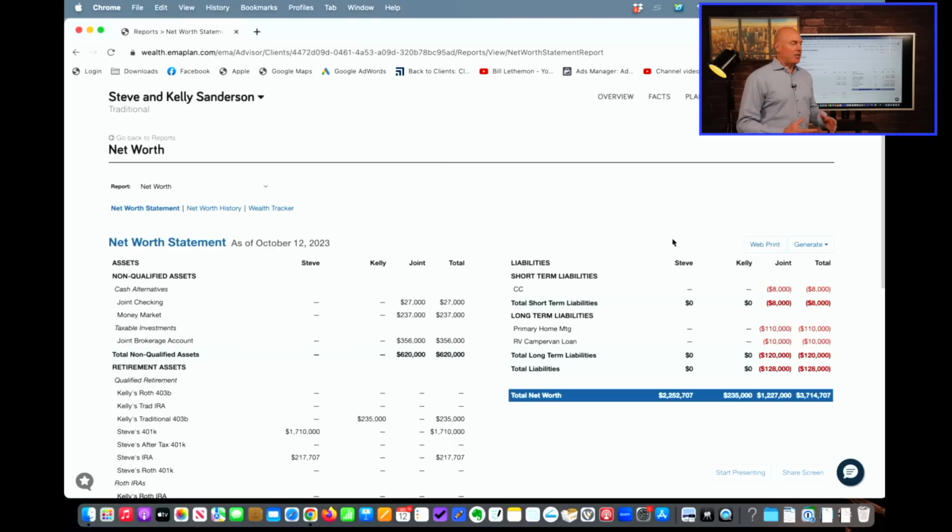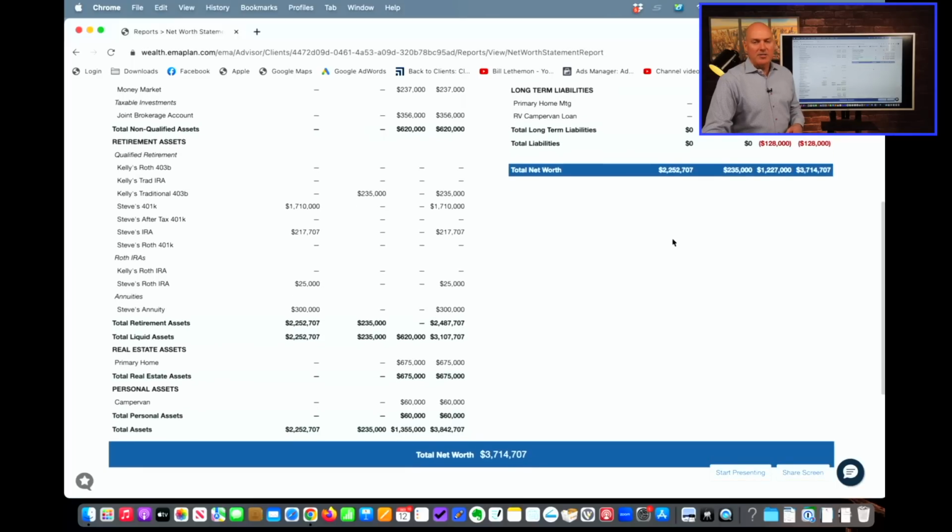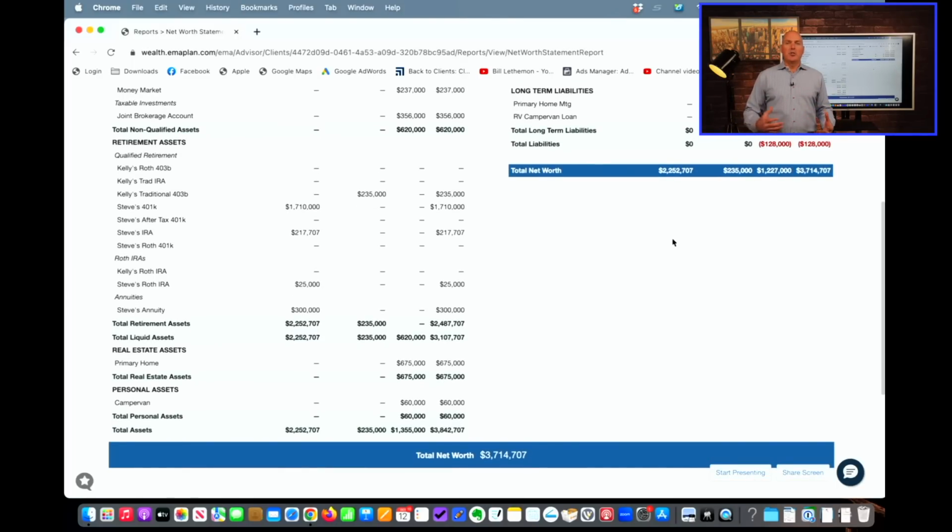So up here on the screen, for example, we have our net worth statement for Steve and Kelly. It's just a nice breakdown of all the assets, and especially as you're getting closer to retirement, you're accumulating more accounts, more things. Having a system and a place to bring it all together to really make sense of it, I think is very, very important.